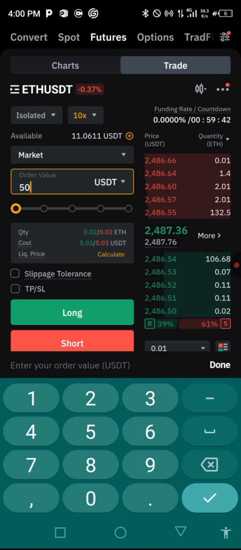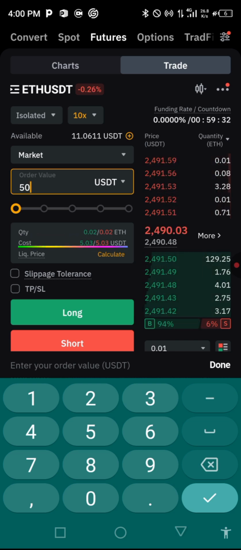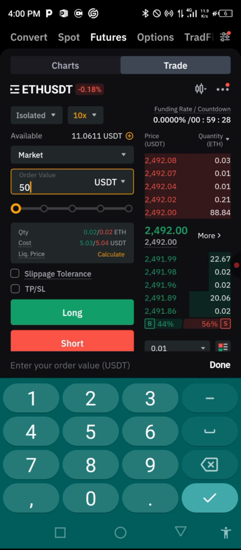Right? So now, after putting $50 here, if you look down, you see the quantity, and the next thing you want to check is what? The cost. Now see cost here, I'm actually paying 5 USDT, but under here I put 50 USDT because of the fact that I'm using leverage, right?